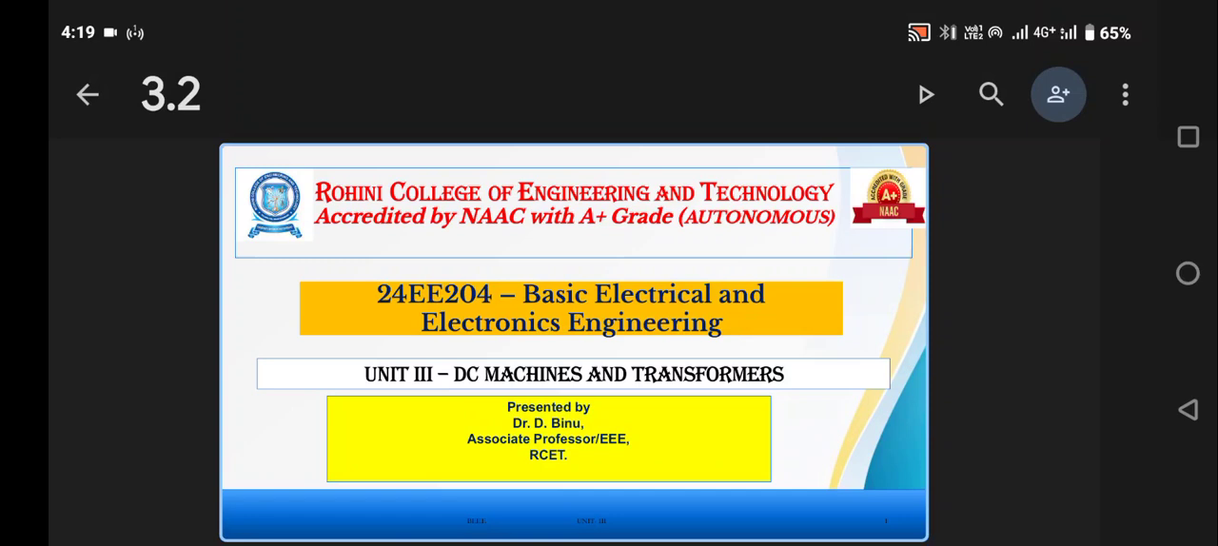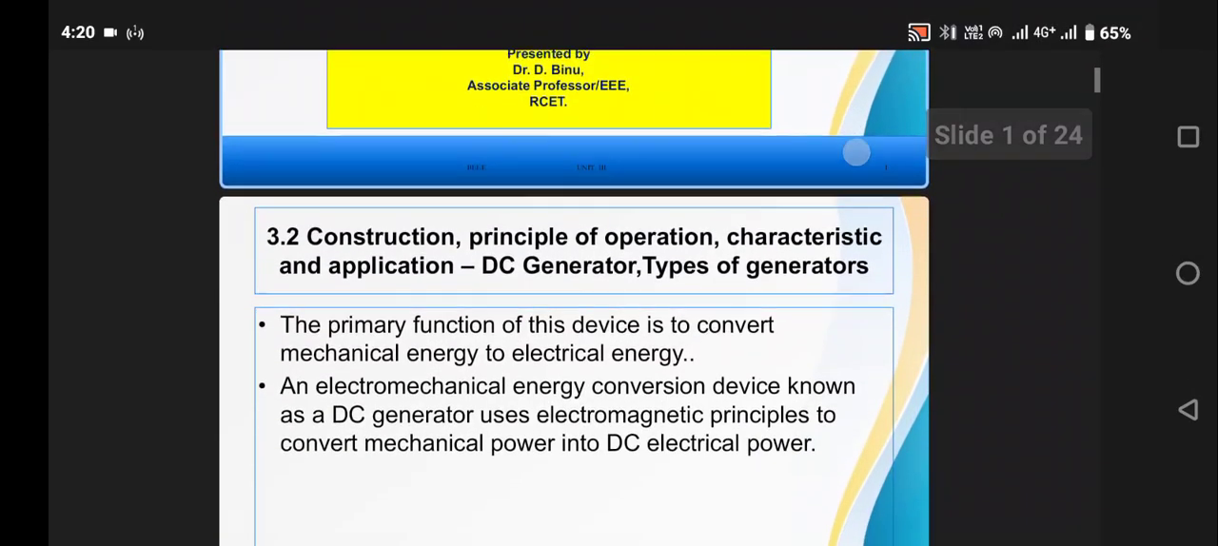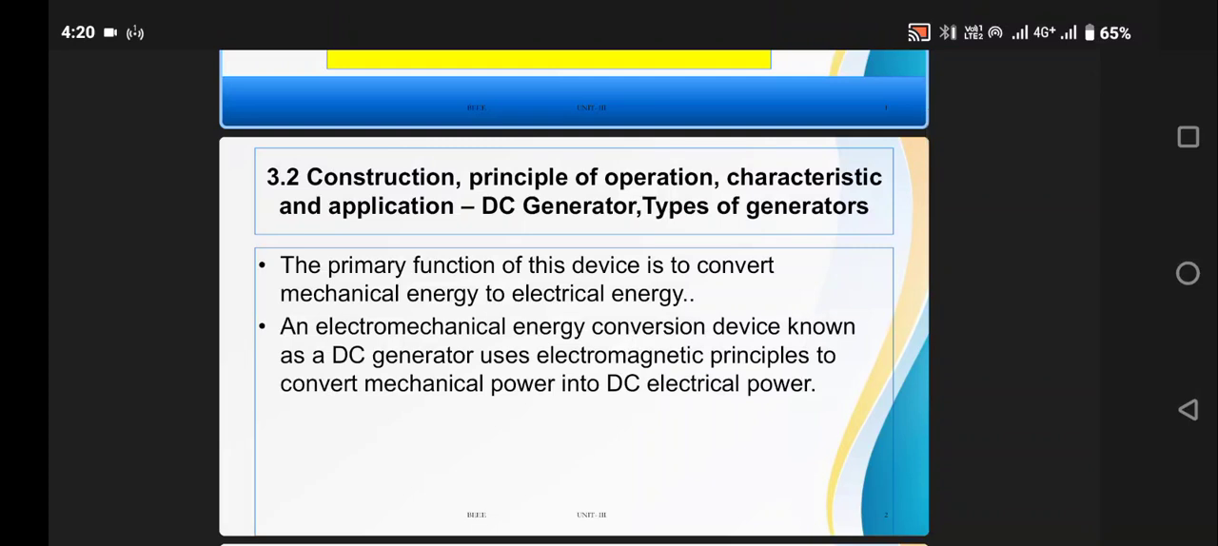For the second semester CSE students, in the basic electrical and electronics engineering subject, the third unit is DC machines and transformers. The second module in the third unit covers the construction, principle of operation, characteristics and applications of the DC generator, as well as its types and applications.